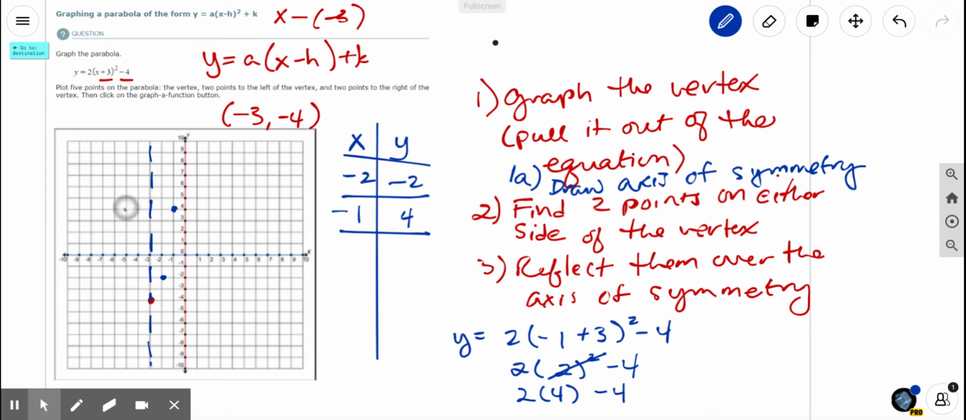Then you want to reflect it to the other side. So it took you 2 to get to the axis of symmetry. So go over there and there. And then you're going to connect it. And luckily, Alex does this for you. You don't have to try to do it like me.